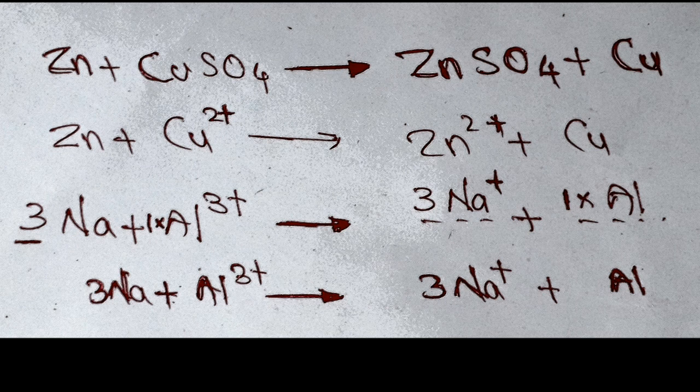So 3Na, 3Na+. And the next one here, sodium. What is the charge of sodium? The charge of sodium is 1, Na+. So we have to multiply Al3+ by 1. So just multiply sodium by the charge of aluminium, and also multiply aluminium by the charge of sodium.